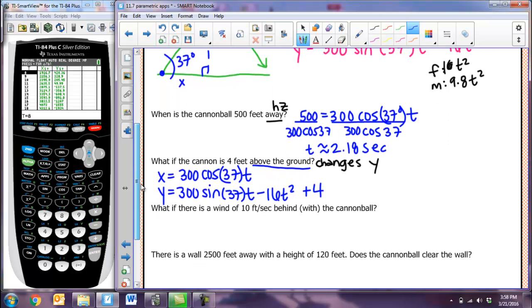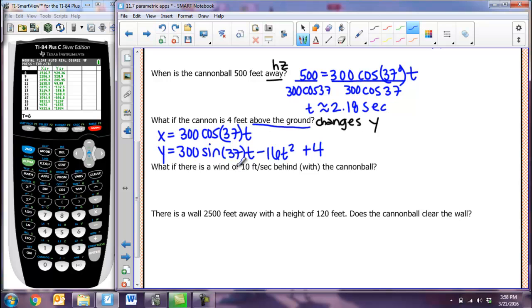So if I'm looking at the next part, it says, what if there is a wind of 10 feet per second behind the cannonball? So this wind is like pushing the cannonball further. So if it's behind it, that means that we're going to be affecting the x coordinate. So this is going to be changing your x.